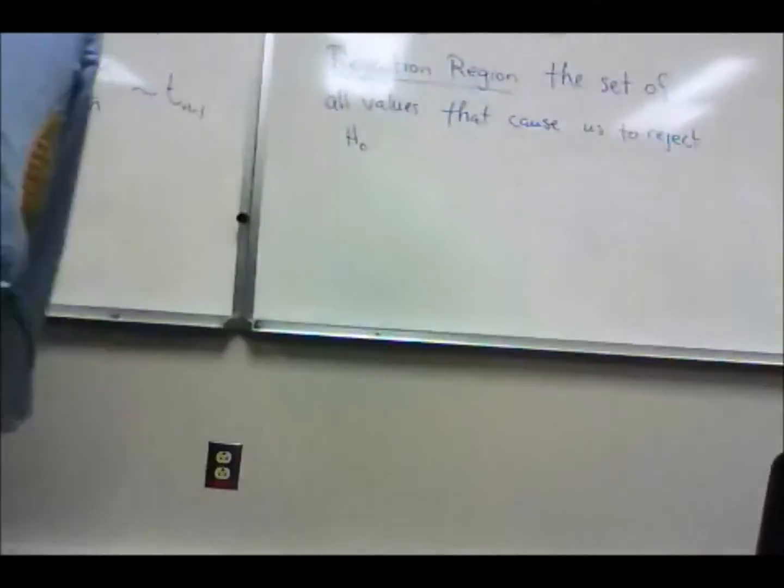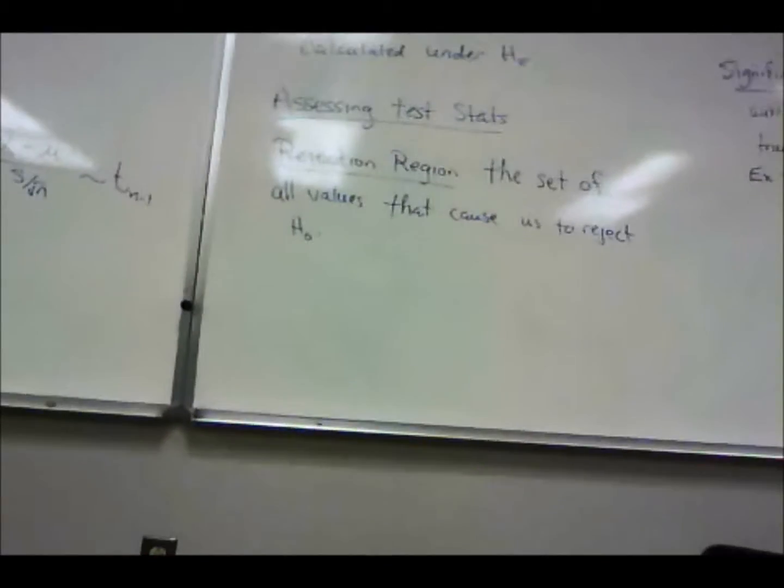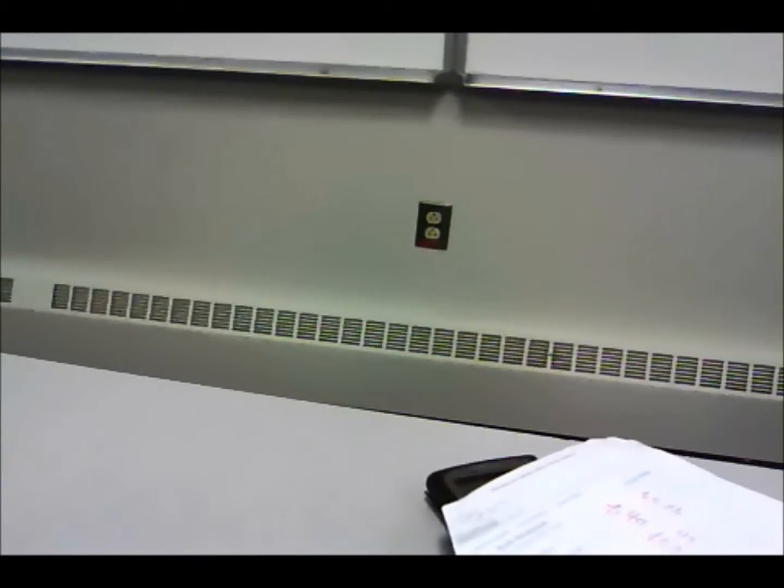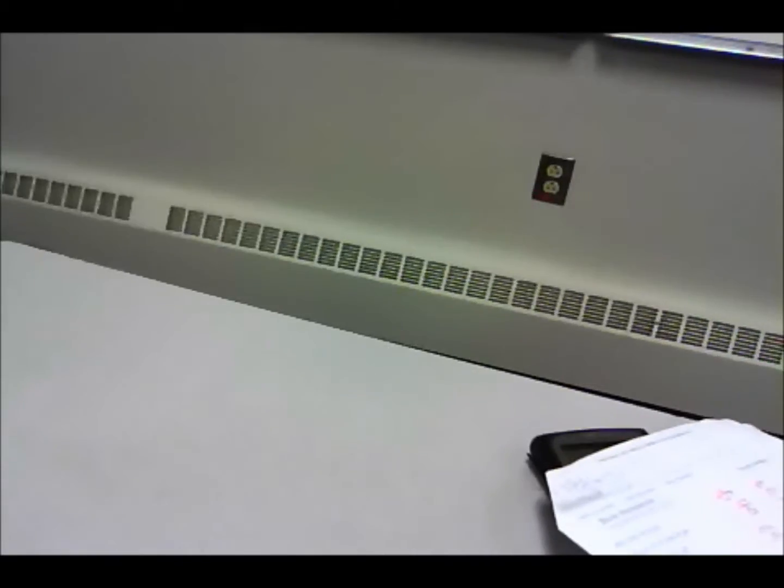And a critical value is going to be a value, something like a z-score, that separates the rejection region from the acceptance region. So it's a value that separates the rejection region from the acceptance region. So I'll call this AR.